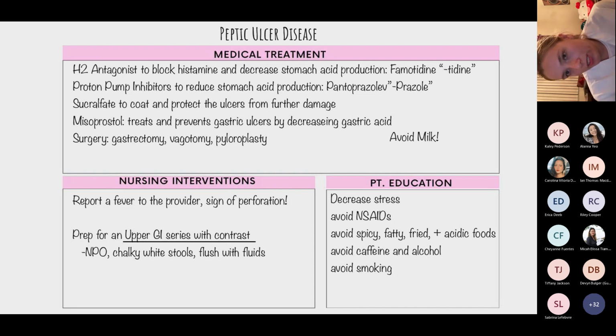But a big nursing consideration for all of our upper GI series with contrast, whether it be that or a barium swallow study, is that these patients have to be NPO prior, and that after we need to flush out the contrast dye because it is very toxic. So what are we going to do? We're going to push IV fluids, and we are going to give them a laxative that works very quickly to try to get this out.